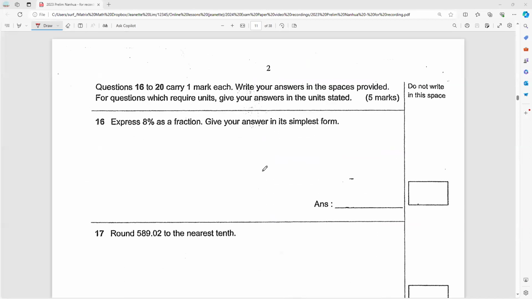Question 16, express 8% as a fraction. Give your answer in its simplest form. As a fraction, it's over 100. So 8 over 100. Simplify this. Divide by 4, top and bottom. You'll get 2 over 25.